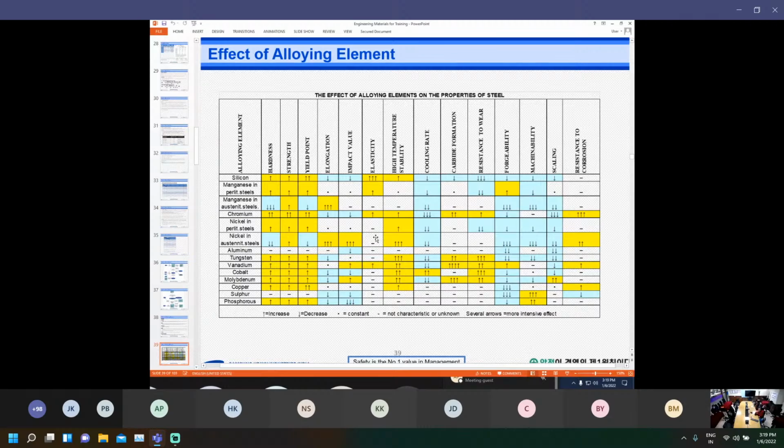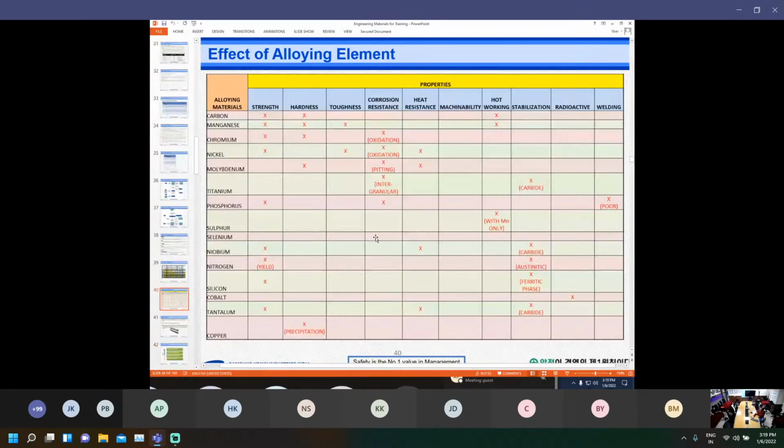Okay. So suppose I take an example. If we are adding chromium, what is the effect? Hardness is going to increase. If there is one arrow, it means increase. If there are two arrows, it means a little more increase. So the number of arrows indicates the intensity of the increase in the property. So take a picture of this and learn about the effect of alloying materials. Likewise, this is also the same. You can take a picture of this. You will understand what happens if carbon, chromium, and nickel are added in the material.